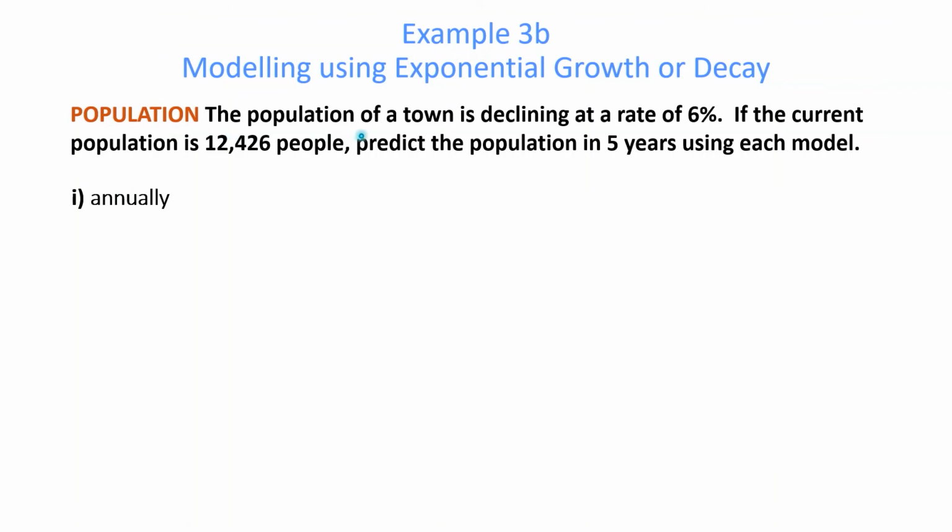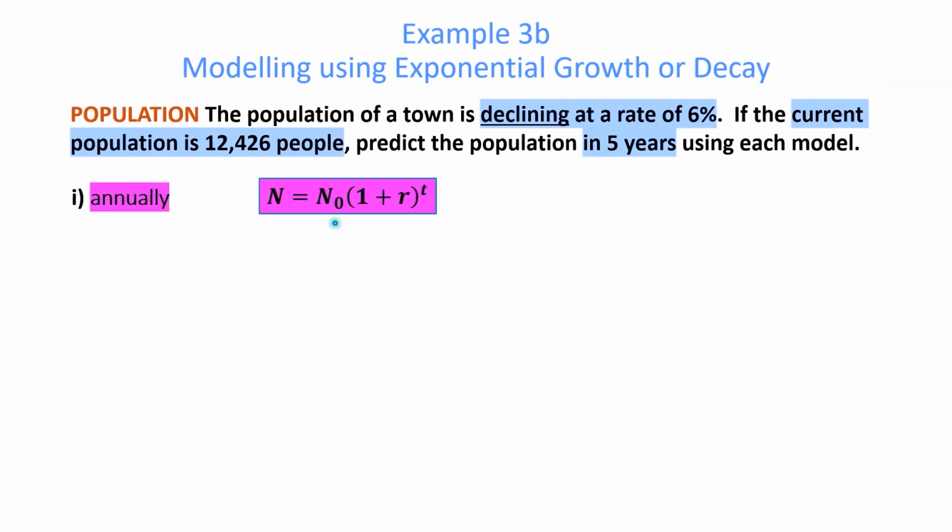In example 3b, we have a similar question about population. So the population of a town is declining at a rate of 6%. If the current population is 12,426 people, predict the population in 5 years using each model. The first thing we do is we highlight the important bits of information, like I've done there. Now, for the first part, the population is declining at a rate of 6% annually. So this tells me this is the correct formula to use.